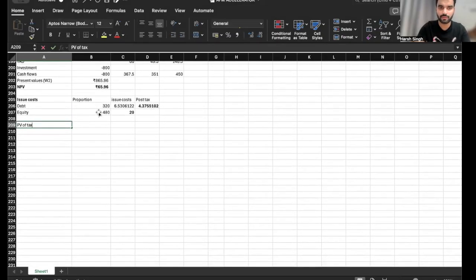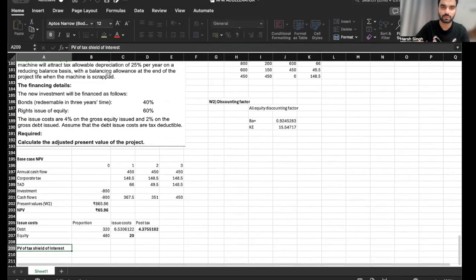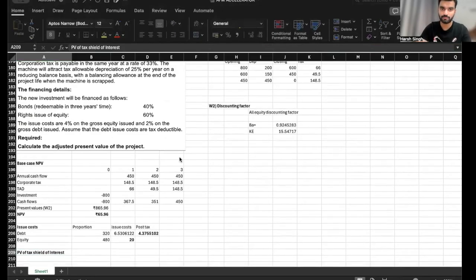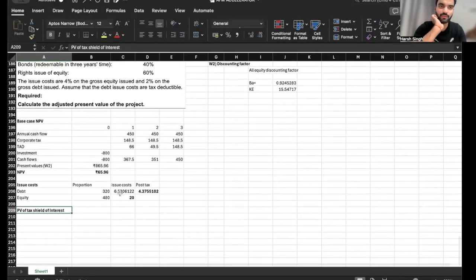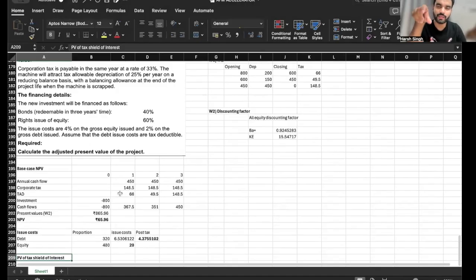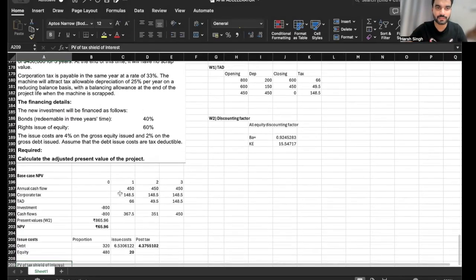Present value of tax shield on interest. Now notice one thing, everyone. Over here, the final amount is not given: how much bond or how much equity we are raising. It is given in percentage, right? It is given in percentage.